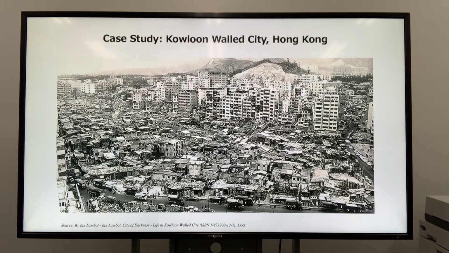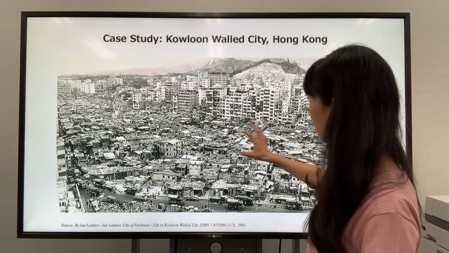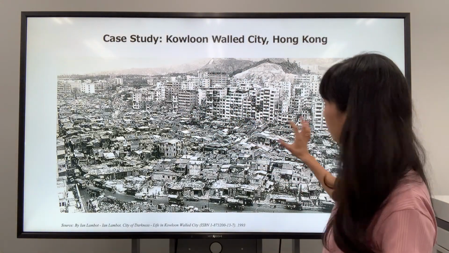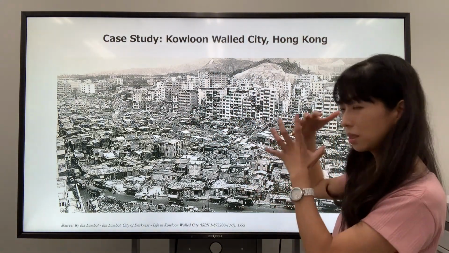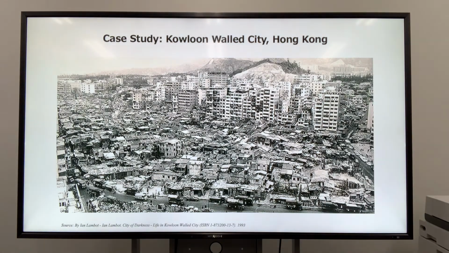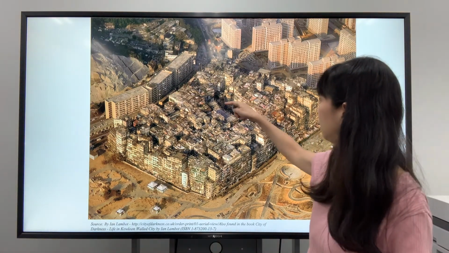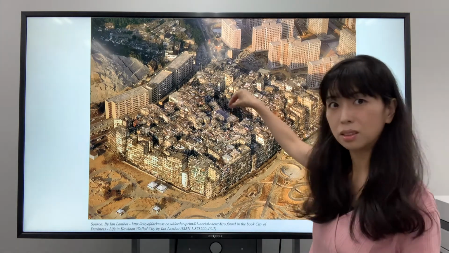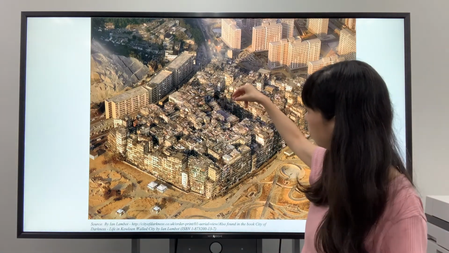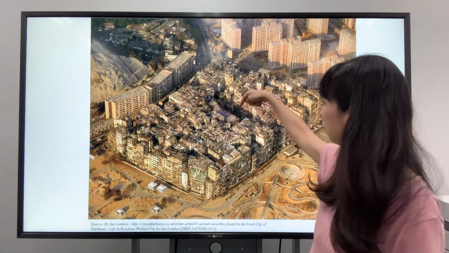The second example that I'm going to introduce is about Kowloon Walled City in Hong Kong. This is a photo of the Kowloon Walled City, which is not at its maximum stage. Then it grew until a point where it was filled up completely. The middle point here is left blank because there is a shrine, or a temple below here.